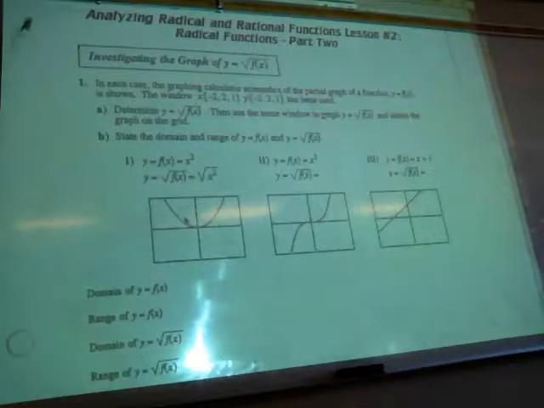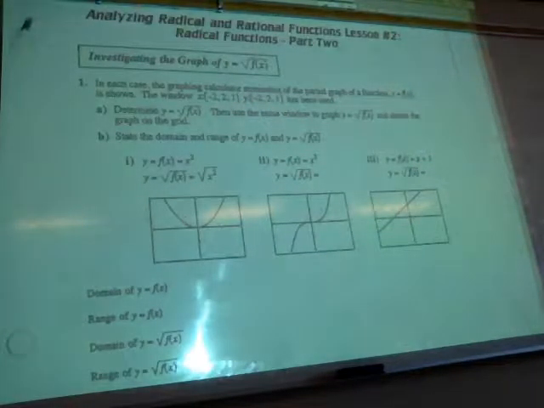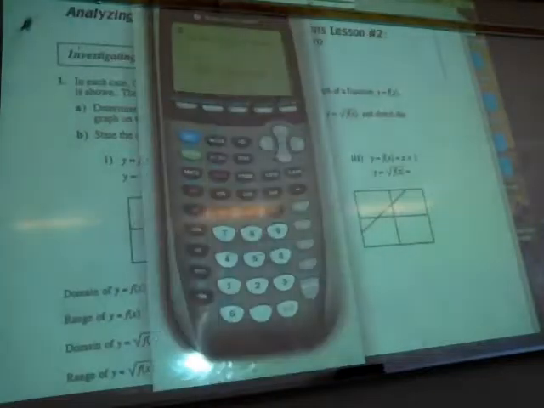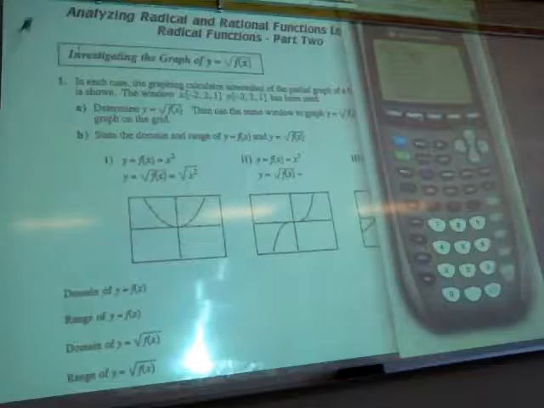Okay, first things first, you guys need to change your window settings to these. We're going to be using our calculator for the exploration. So we're going from -2 to 2 on both the x and the y-axis.